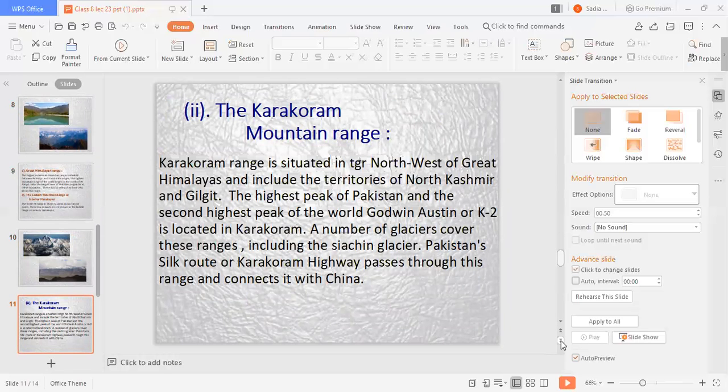Then we discussed the Karakoram mountain range, which includes the territories of North Kashmir and Gilgit, and the highest peak of Pakistan and the second highest peak of the world, K2, is also located in the Karakoram, and there is also a very famous route which is called the Silk Route or the Karakoram Highway, which connects Pakistan and China at that point. Is it clear?